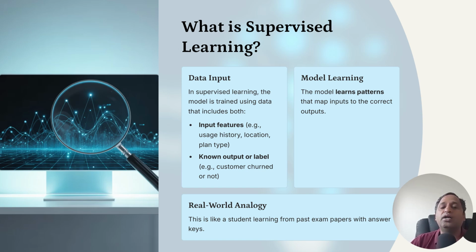So think of supervised learning like a student preparing for a test by studying past exam papers that already have answer keys, right? The student learns by seeing the questions and their correct answers, and over time they understand how to solve similar problems on their own. In the same way, the machine learning model uses labeled examples to learn how to predict the future outcome.